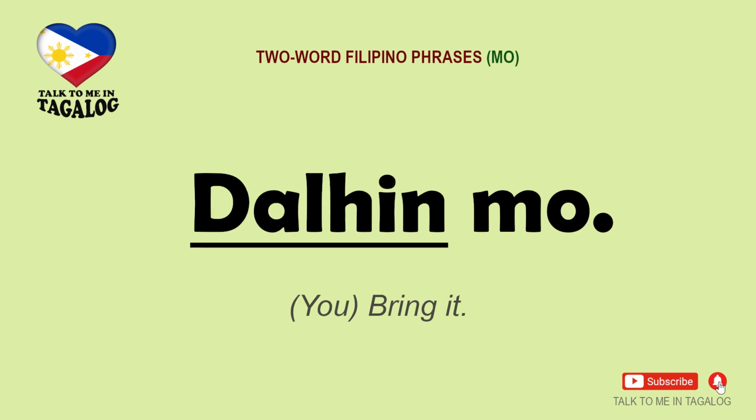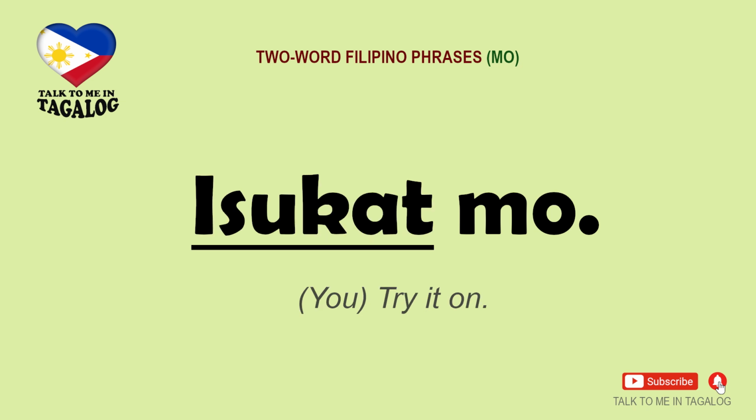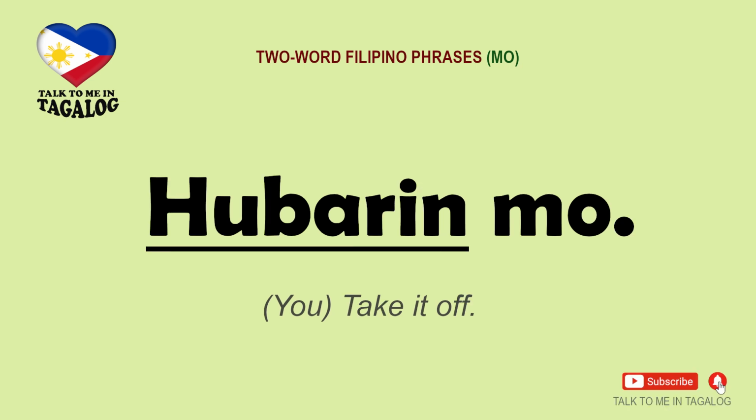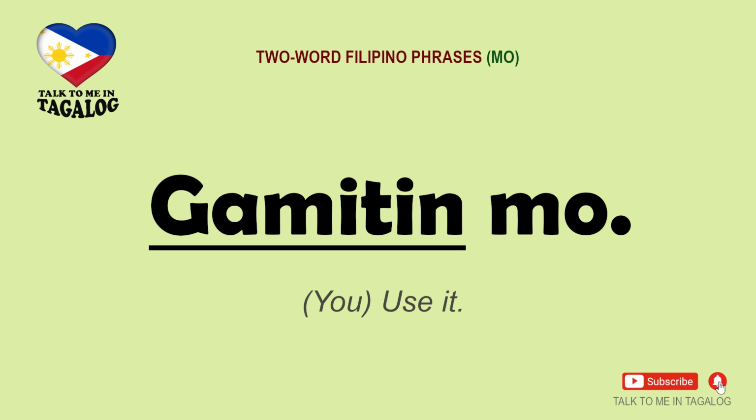Dalhin mo. Bring it. Isukat mo. Try it on. Isuot mo. Meaning, put it on. And the opposite is hubarin mo. Take it off. Gamitin mo. Use it.